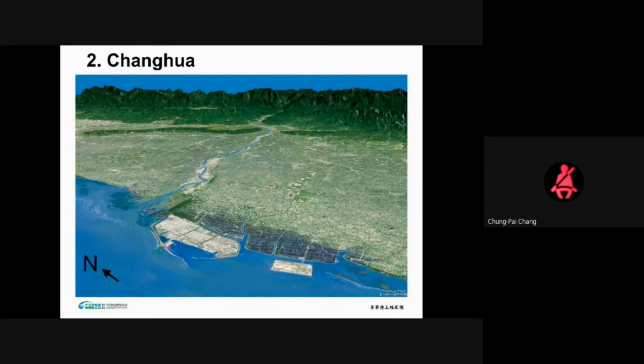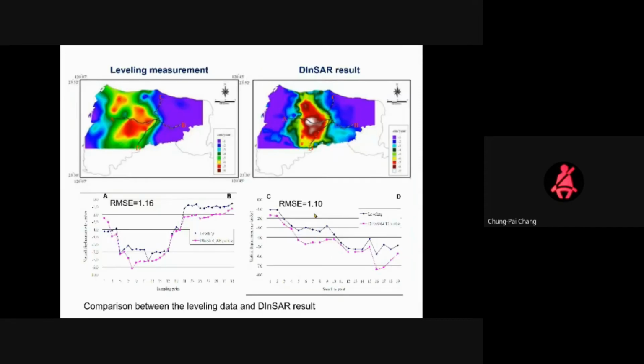It's a large river, so all this area, this plain, 90% is covered by the rice field. So you can see, I show you directly the result. This is our D-SAR result. You can see the subsidence pattern like this. And this result is a leveling. We measured one point by one point from this point, and this is the interpolated result. You can compare this interpolated result with our SAR result. You can see it's quite similar.